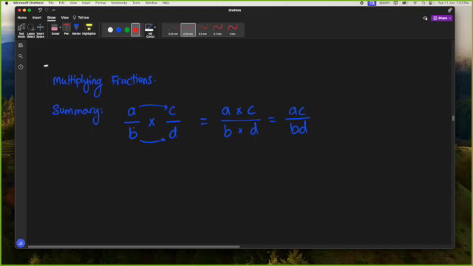So if you have A over B multiplied by C over D, you just multiply your numerators, so that'll be A times C. And then you multiply your denominators, that will be B times D. And then that'll give you AC over BD. That is all. 30 seconds.